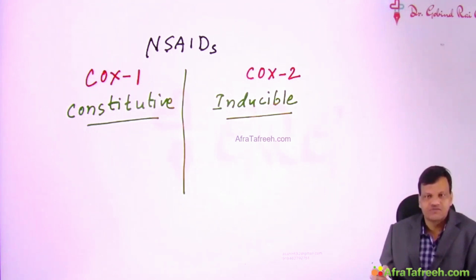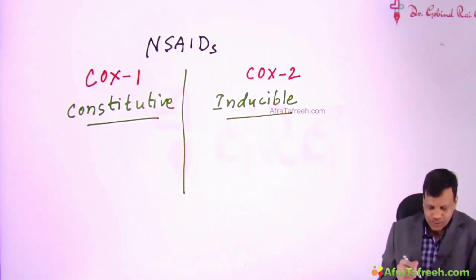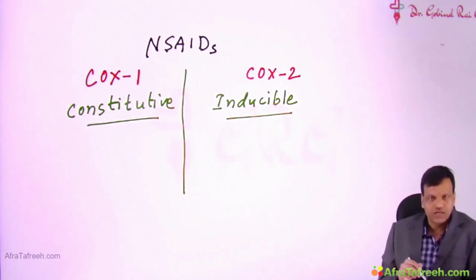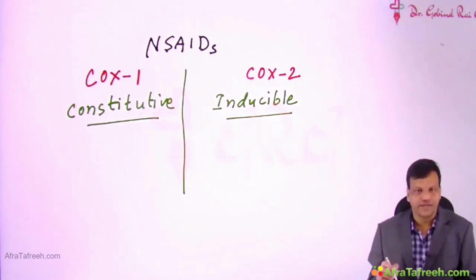Inducible enzyme means COX-2 will form prostaglandins where inflammation is there. So at the site of inflammation, there is induction of COX-2 formation, and COX-2 will result in formation of prostaglandins, and that will cause inflammation. So in simple language, we can say COX-1 does all the good functions, whereas COX-2 does all the bad functions. So COX-1 is the hero and COX-2 is the villain.